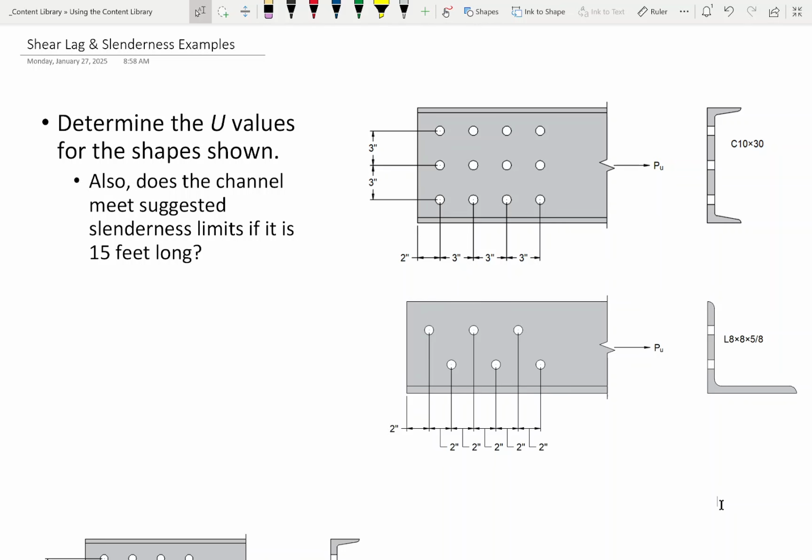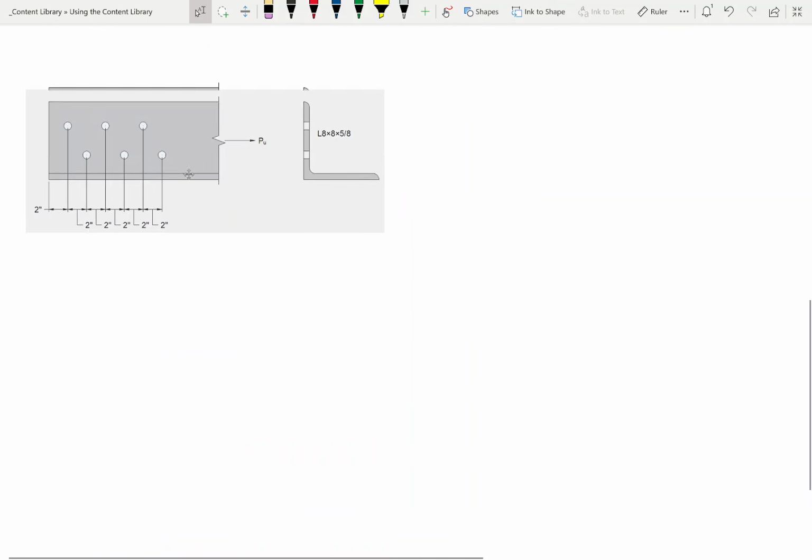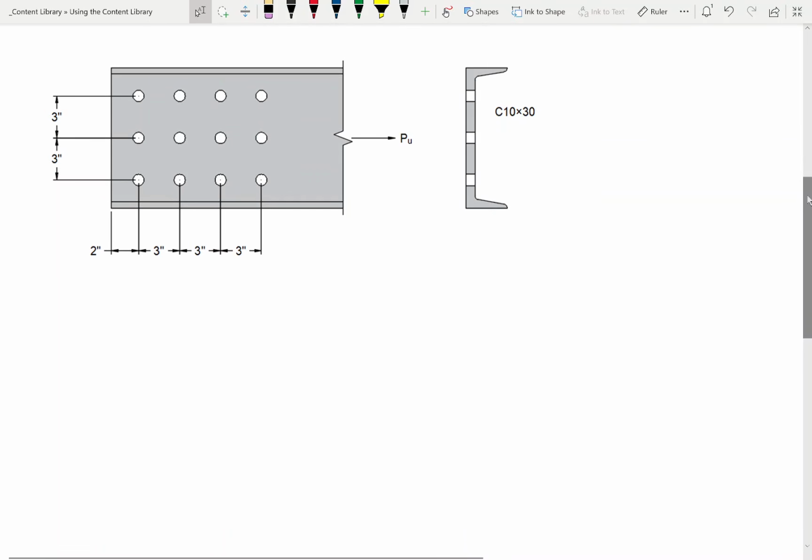Okay. So let's deal with the U value for the channel first. So that I don't have to keep scrolling and whatnot, I took the channel and I put it right here. Let's make it a little bit bigger. Here, I'll move this down. Okay, so here's our channel. So let's all open our shear lag table up. Well, let me ask you a basic question. Do we think we're going to deal with case 1, or do we think we're going to deal with case 2? 2.